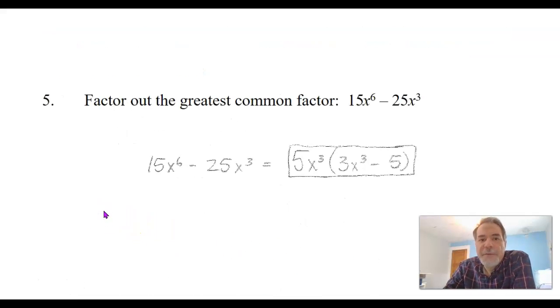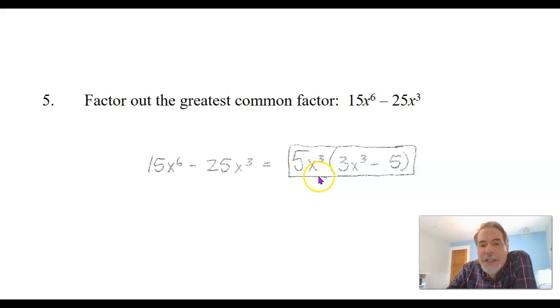Now some problems involving factoring. Here the directions say factor out the greatest common factor. There are two terms here. The coefficients, 15 and 25, have a common factor of 5. And the variable parts all have x to at least the third power. So the greatest common factor here is 5x to the third power. Remember, when you're looking for a common factor, look at both the numbers and the variable parts of the terms.